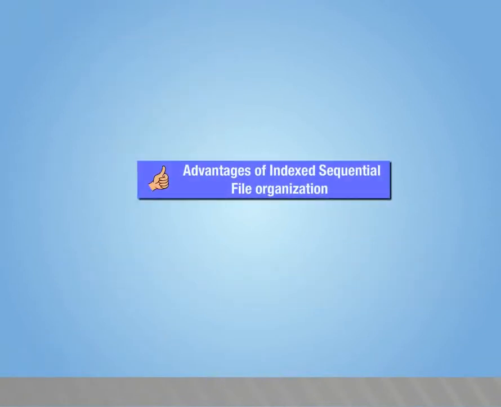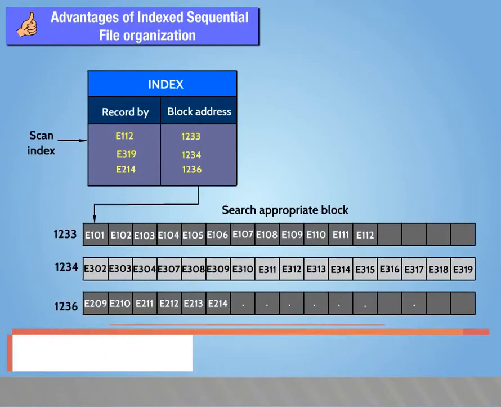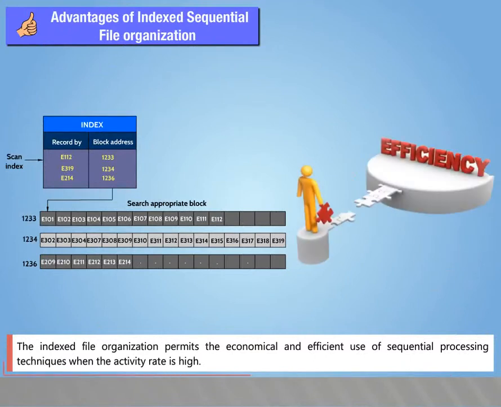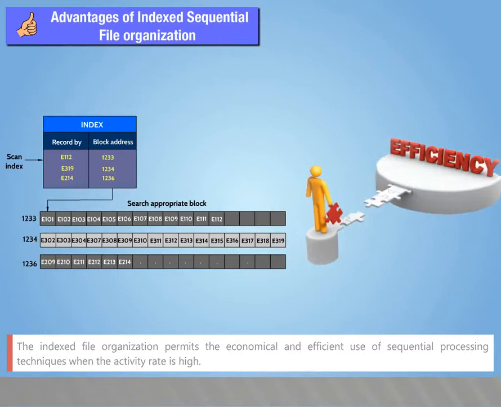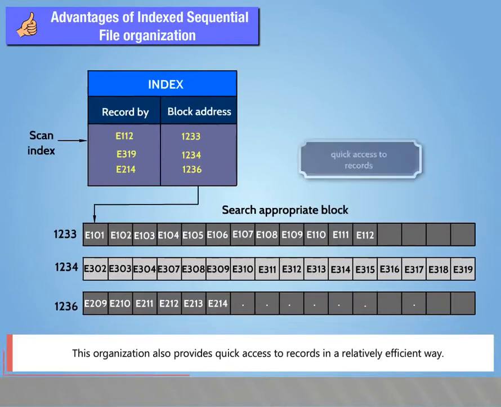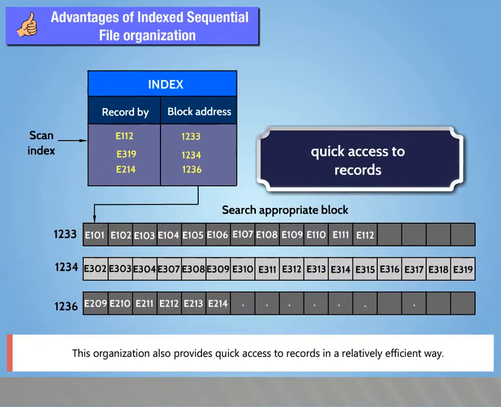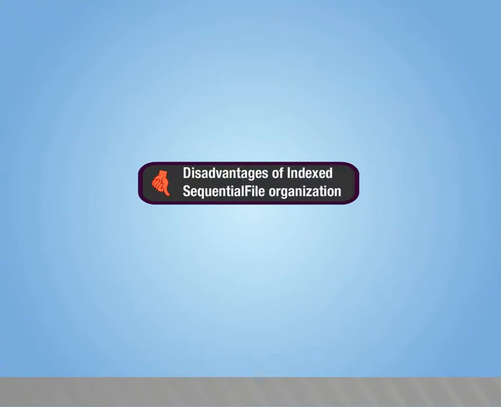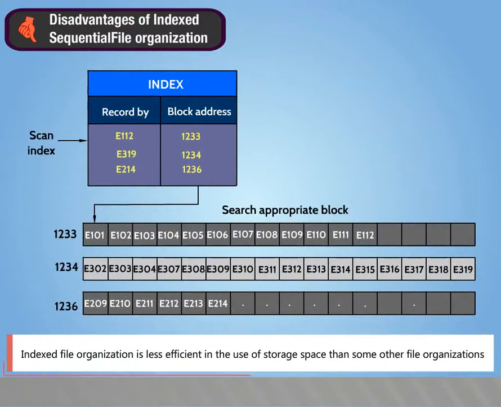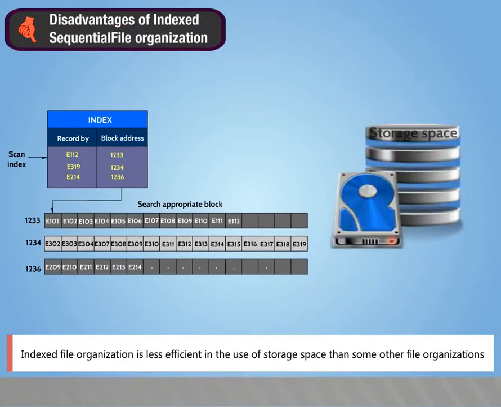Advantages of indexed sequential file organization. The indexed file organization permits the economical and efficient use of sequential processing techniques when the activity rate is high. This organization also provides quick access to records in a relatively efficient way. Disadvantages of indexed sequential file organization. Indexed file organization is less efficient in the use of storage space than some other file organizations.